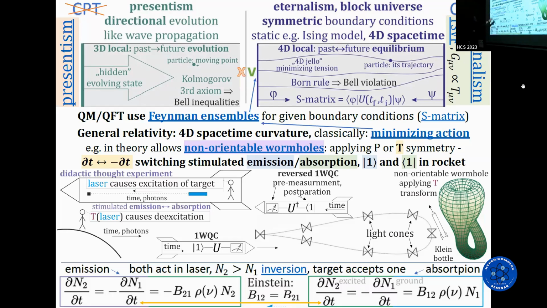There is a nice thought experiment that in general relativity, in theory, it could make a wormhole which is non-orientable. Traveling through such a wormhole, it could switch the time direction inside a rocket. So a rocket with one quantum computer would get one reversed quantum computer inside. Yeah, so there would be post-preparation and pre-measurement from our perspective.